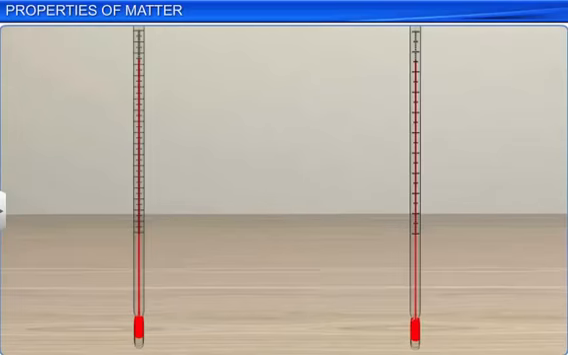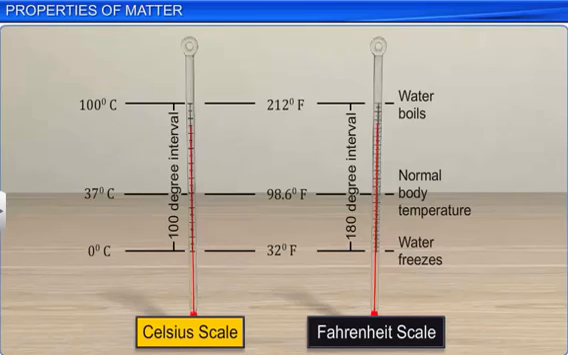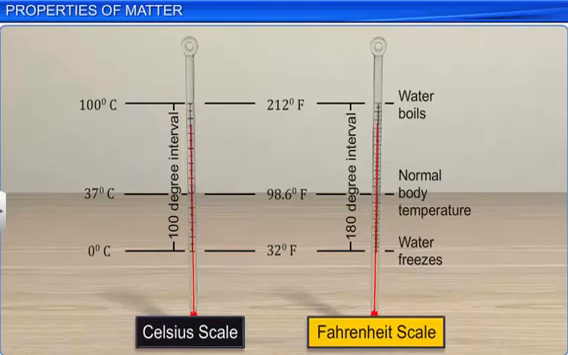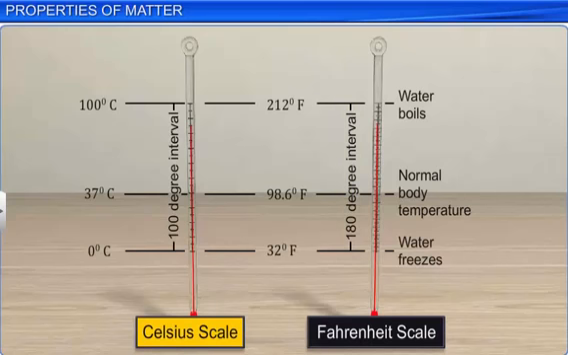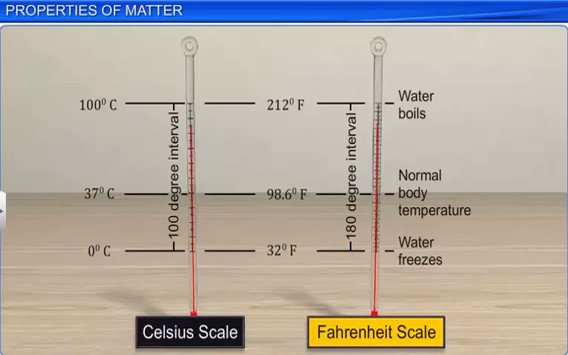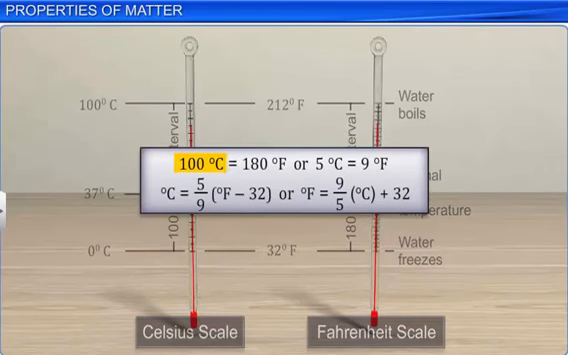Now, let's see how the Fahrenheit scale relates to the Celsius scale. The Celsius scale is divided into 100 parts, while the Fahrenheit scale is divided into 180 parts. The freezing point of water on the Celsius scale is 0 degrees, while on the Fahrenheit scale it is 32 degrees. So, 100 Celsius degrees equals 180 Fahrenheit degrees, or 5 Celsius degrees equals 9 Fahrenheit degrees.